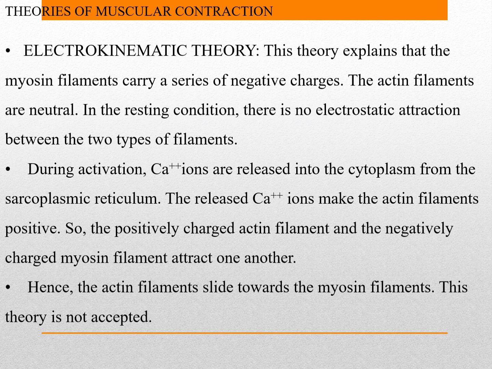Then theories of muscular contraction. Electrokinematic theory. This theory is not accepted. This theory explains that the myosin filaments carry a series of negative charges, the actin filament carries a series of neutral charges. In the resting condition, there is no electrostatic attraction between these two types of filament. But on activation, calcium ions are released into the cytoplasm from the sarcoplasmic reticulum. The released calcium ions make the actin filaments positive. So the positively charged actin and negatively charged myosin filaments attract one another. Hence the actin filament slides over the myosin filament. This theory is not accepted.